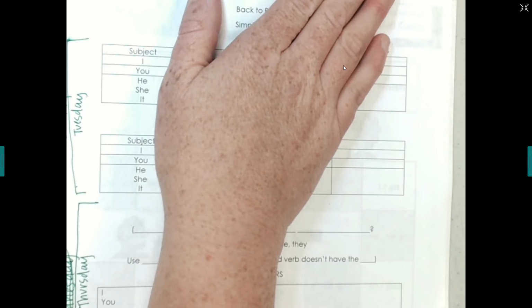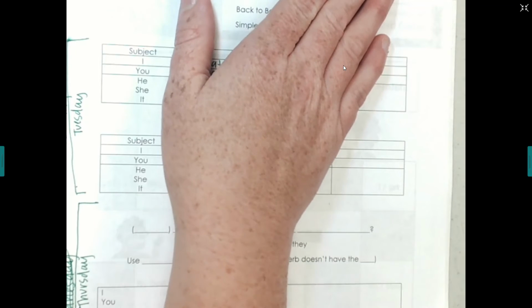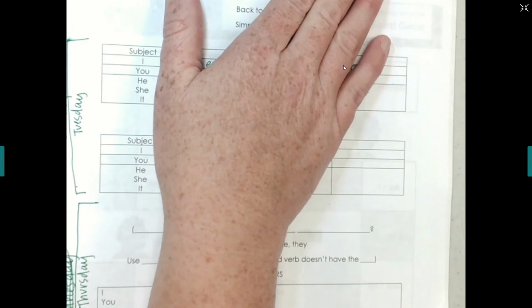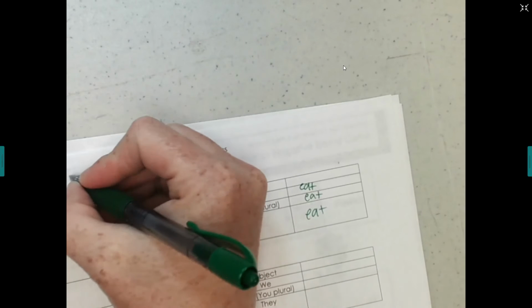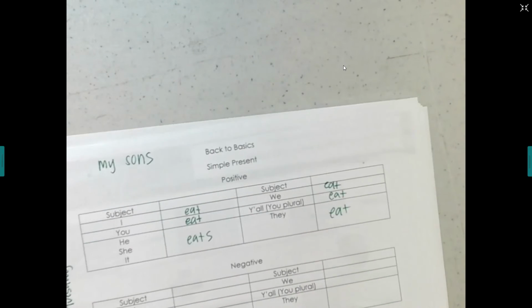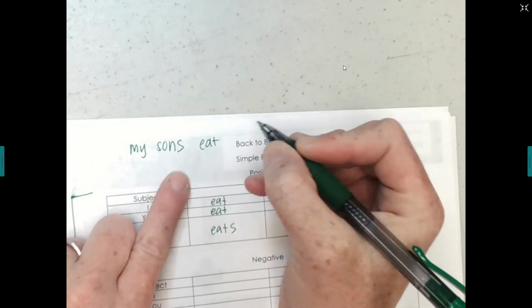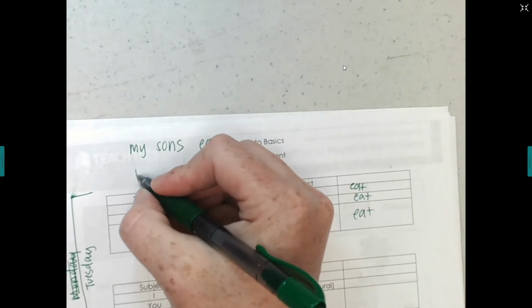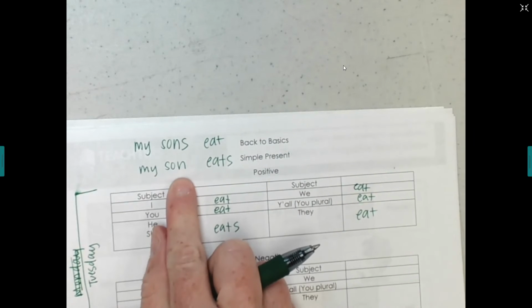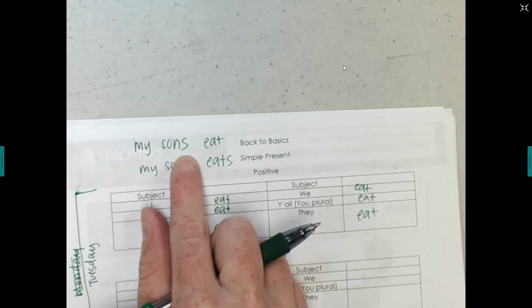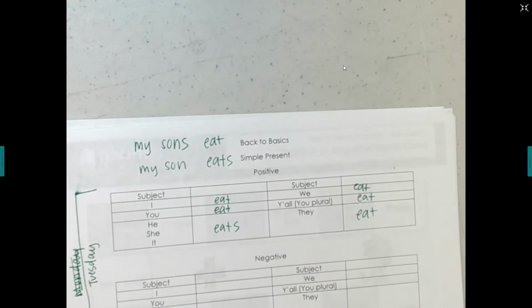I. My children. Eat. My children is plural, right? More than one. So no S. Eat. Right. Okay. My sons. Eat. No S, right? Because my sons is plural, like two sons. My son eats. Yes, with the S. Now it's one son eats. My sons eat. Okay.